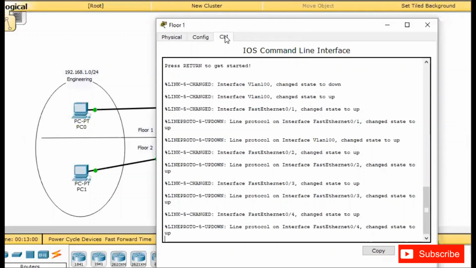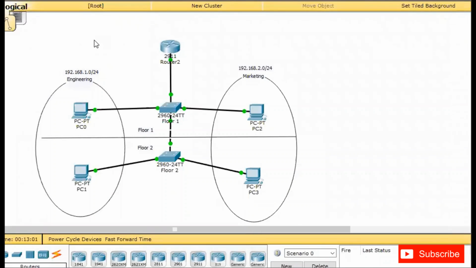And another important piece of information, VLANs can be configured only on managed switches. Unmanaged switches, we will not be able to make any VLAN configurations. Unmanaged switches are just plug and play. So VLANs can be configured only on managed switches. So this is something that I want to share.